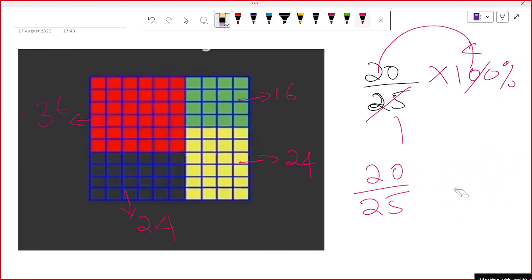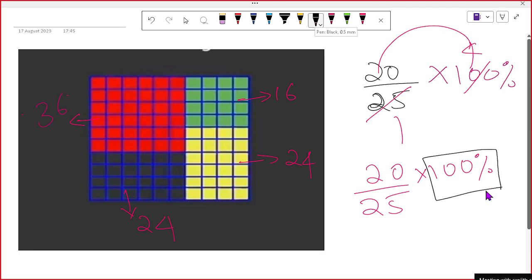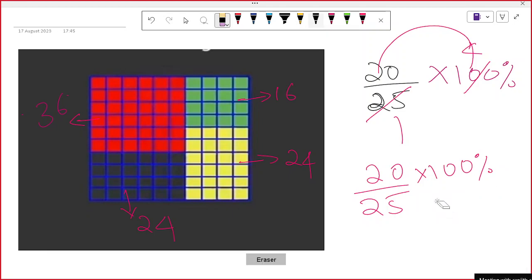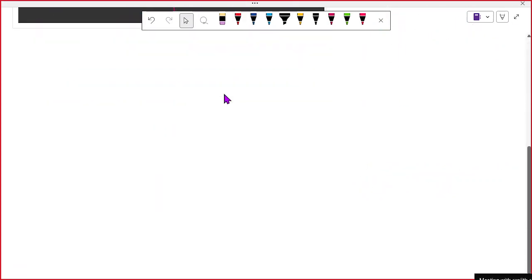We do it like this. If not, simply multiply by 100%. Both the same. Okay, but according to the formulas, we multiply. If you have to find any percentage of any value, first write the fraction, multiply by 100%. Fine, I'll give you a few questions. Try this and we'll move on to textbook questions.